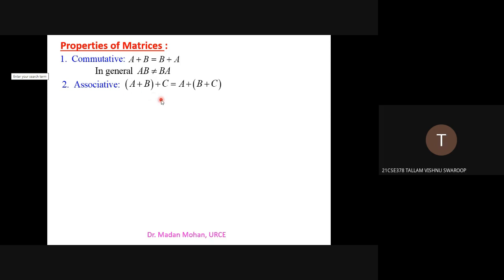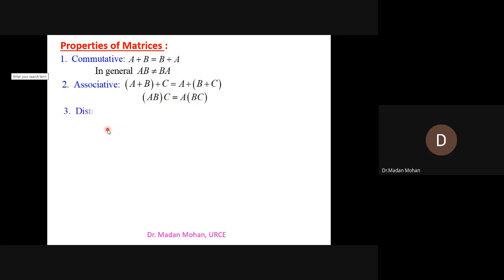Not associative, sir. Associative, sir. Associative it is. AB and BA differ, but the order remains the same: A, B, C, just shifting brackets. It is right. You can verify using the definition, of course. Matrix addition follows the associative law. Matrix multiplication also follows the associative law. Means when you are given 3 matrices, first multiply these two, then multiply with this. It is the same as first multiplying BC, then A with BC. It remains the same. Okay, associative.